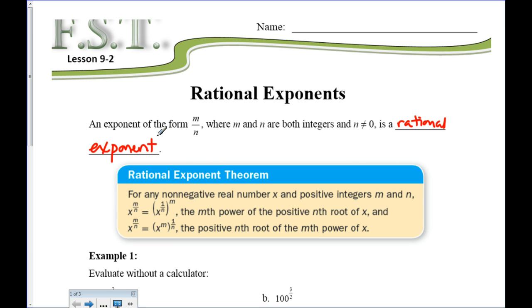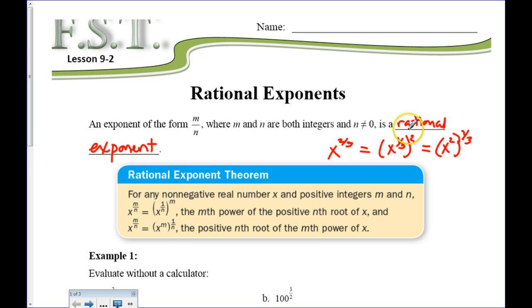Okay? So there's two ways you can look at it. For any non-negative real number x, and positive integers m and n, you can look at it like this. You can have x to the m over n is the same thing as x to the 1/n to the mth power, or the other one. So for instance, I could look at x to the 2/3. That's the same thing as saying x to the 1/3 to the second, right? It is also the same thing as me saying x to the second to the 1/3. Okay?